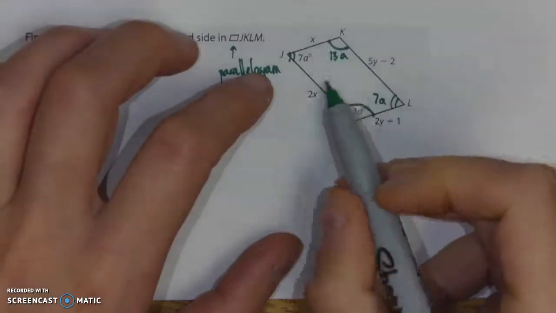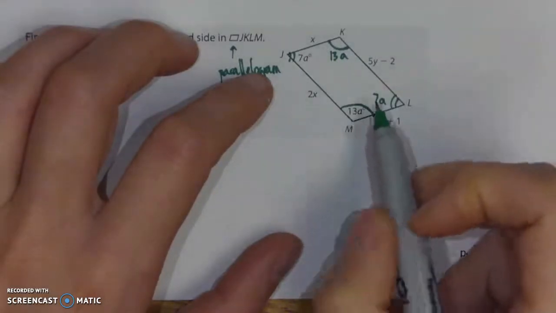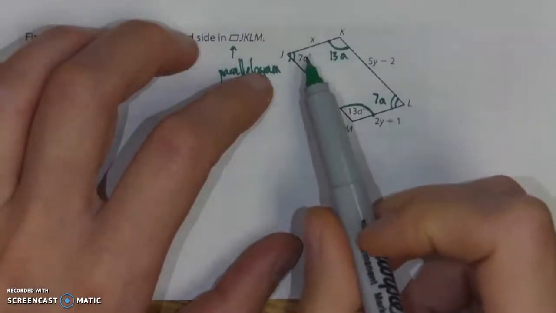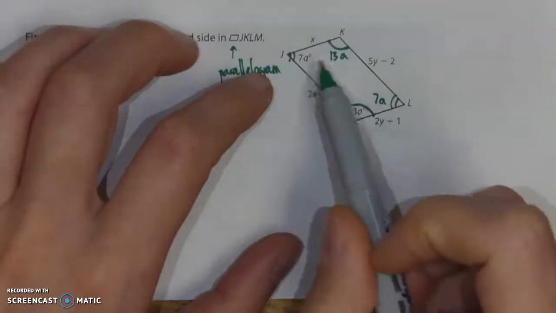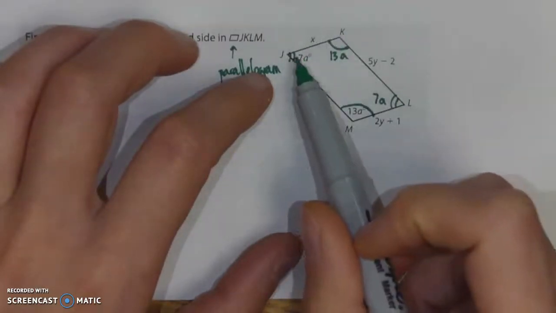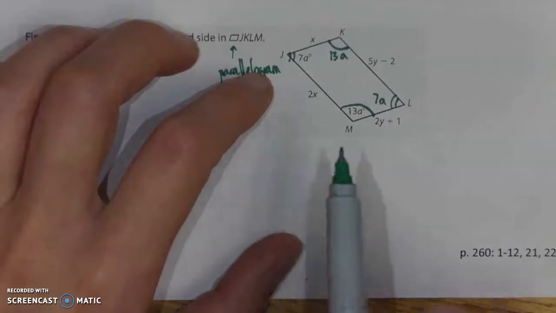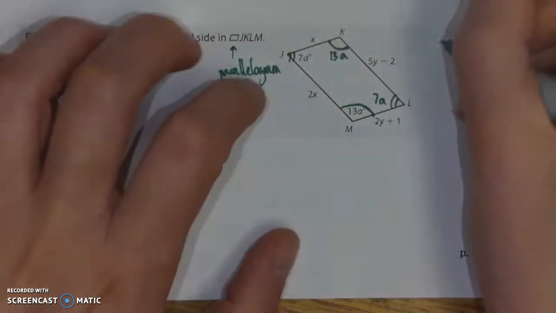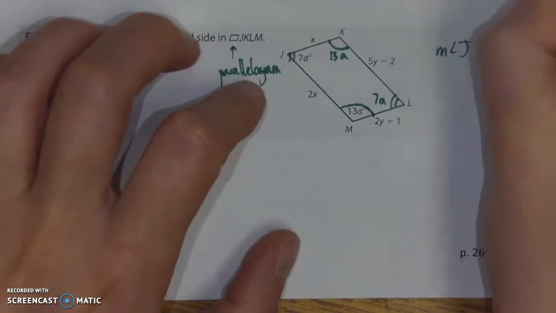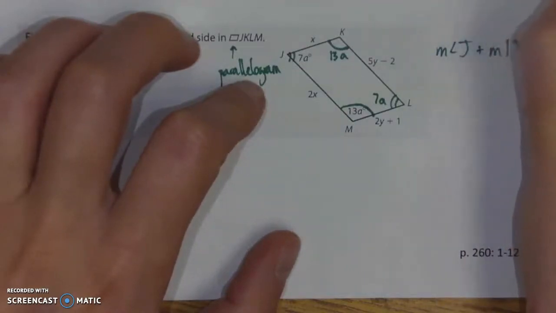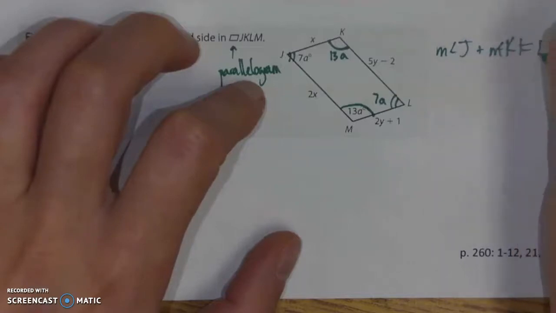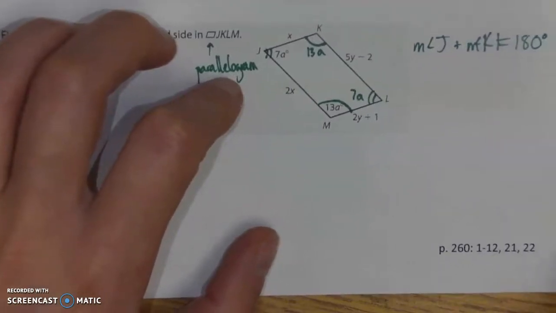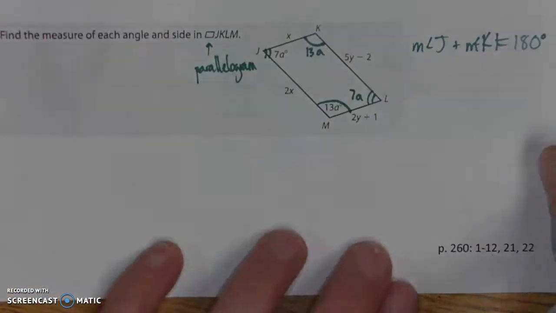Now, the next thing that I know about angles is that not only are opposite angles congruent, consecutive angles are supplementary. So that means that J and K, if I add them together, should equal 180. Sorry about that, it's getting a little bit messy. So those need to equal 180.